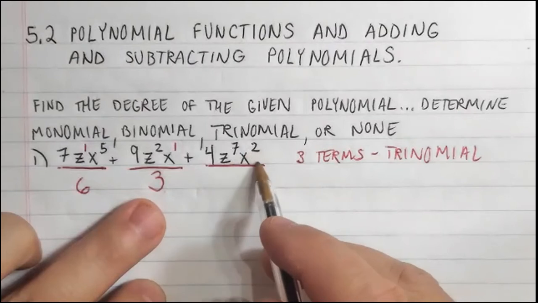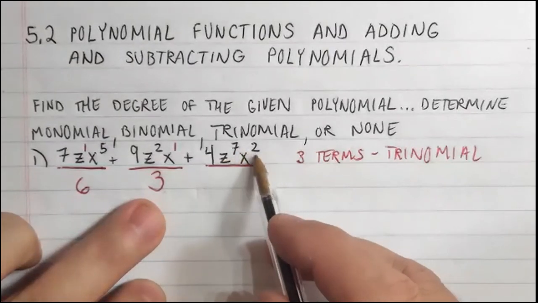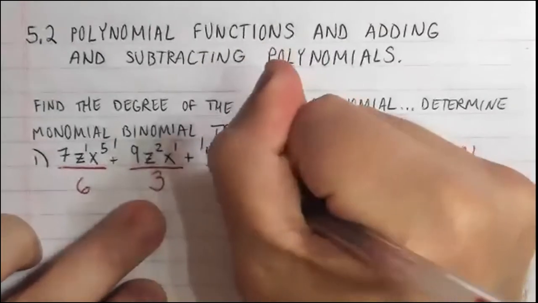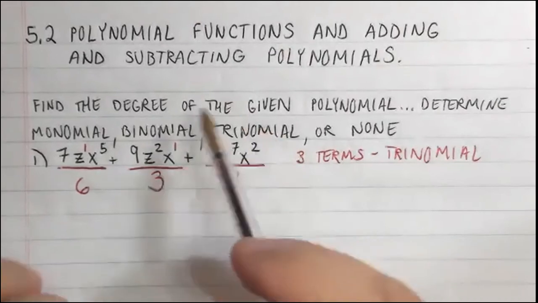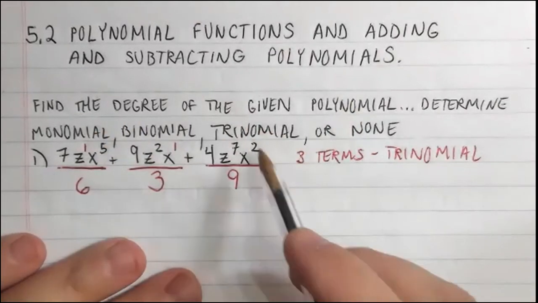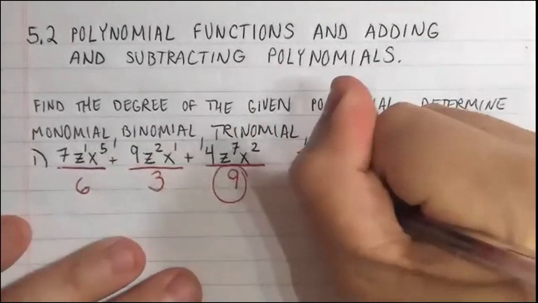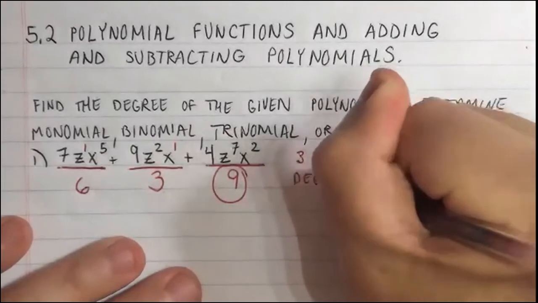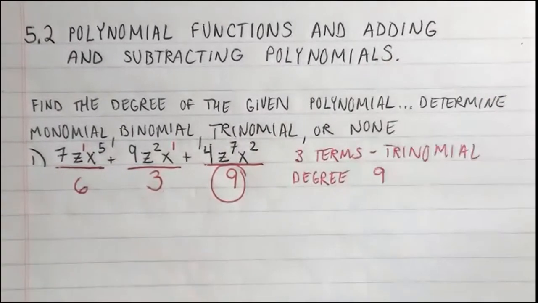Now, how many variables do we have here? We have 7 z's and 2 x's. So altogether we have 9. So that term has a degree of 9. So when they ask me what's the degree of the polynomial, it's the highest one. So what's the highest one? The highest term is 9. So the degree of this polynomial would be 9.